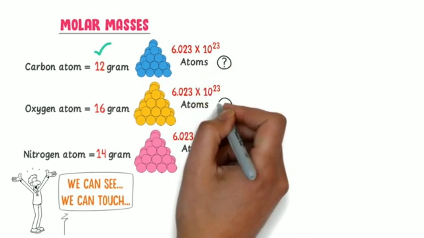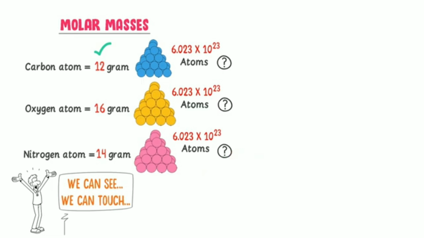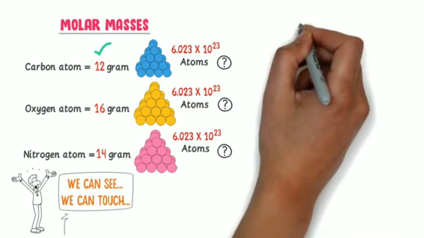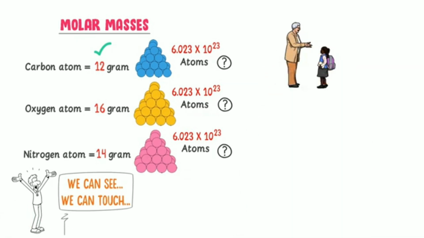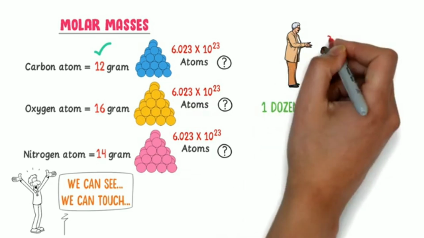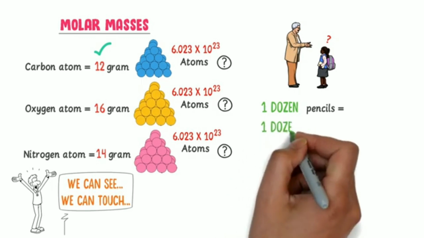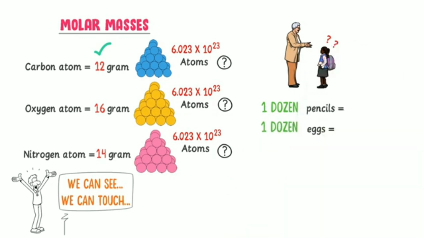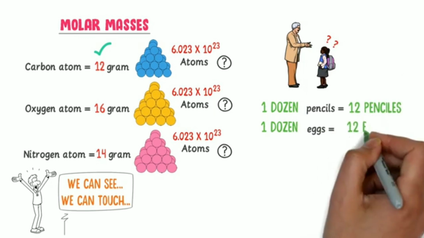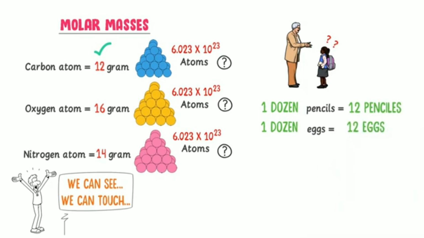How is 12 grams of carbon or 16 grams of oxygen or 14 grams of nitrogen equal to 6.023 × 10^23 atoms? Well, if I ask you to give me 1 dozen pencils, how many pencils will you give me? If I again ask you to give me 1 dozen eggs, how many eggs will you give me? You will definitely say 12 pencils and 12 eggs, because you know that 1 dozen pencils is equal to 12 pencils and 1 dozen eggs is equal to 12 eggs.